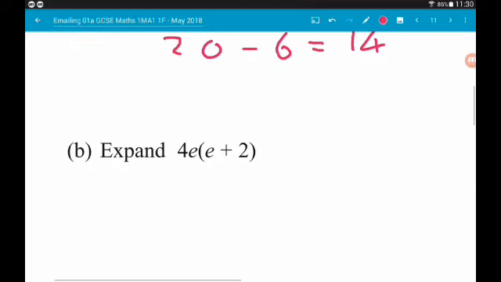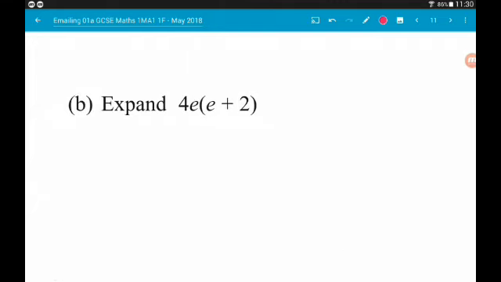Part B wants us to expand 4e times e plus 2. So expand means multiply out. So the 4e on the outside multiplies both things on the inside of the brackets.